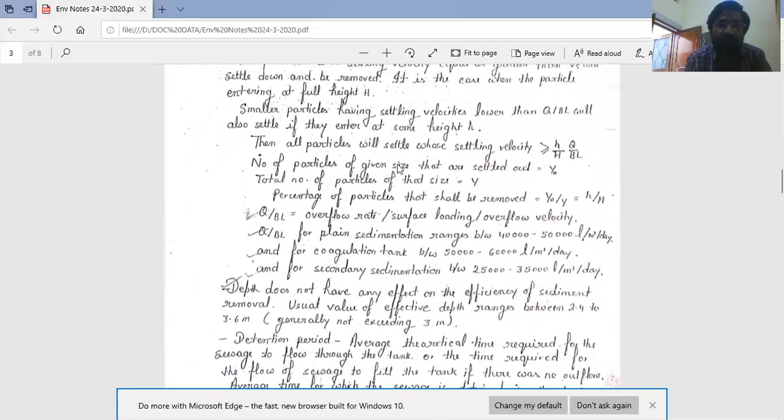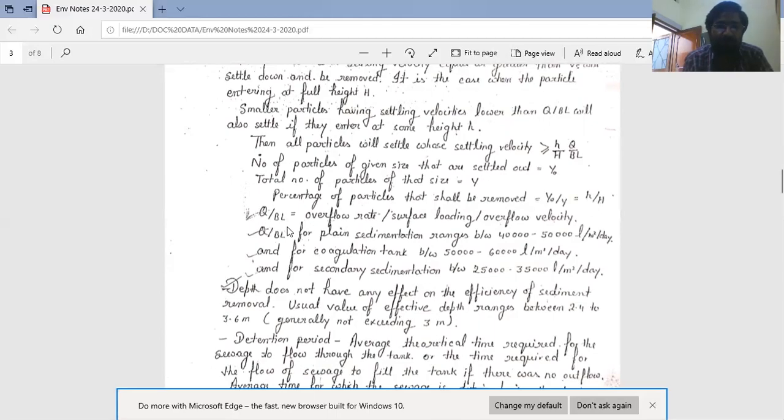All particles will settle whose settling velocity is equal to or greater than h upon H into Vs, meaning h upon H into Q upon BL. The number of particles of a given size that are settled out is equal to y0. The total number of particles of that size is y, and the percentage of particles that shall be removed, or efficiency, is equal to y0 upon y, which is equal to h upon H.